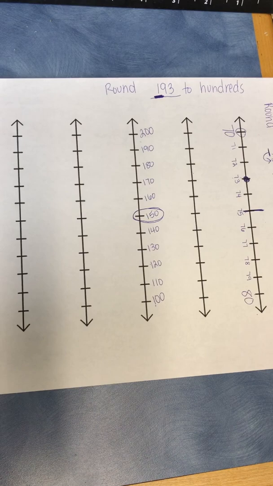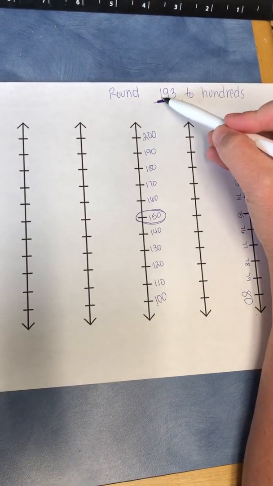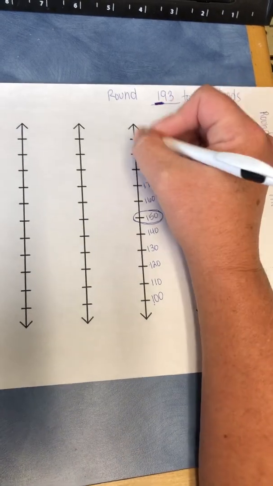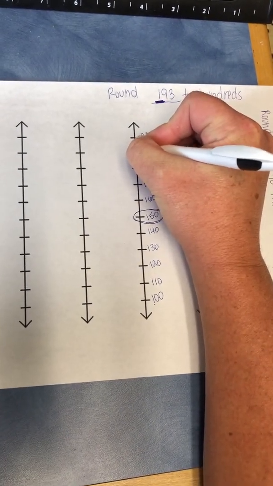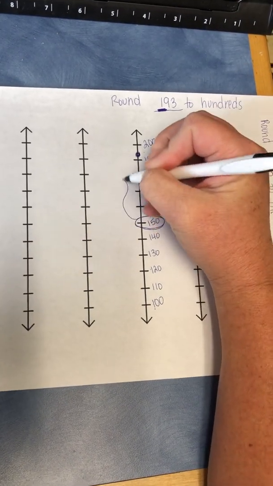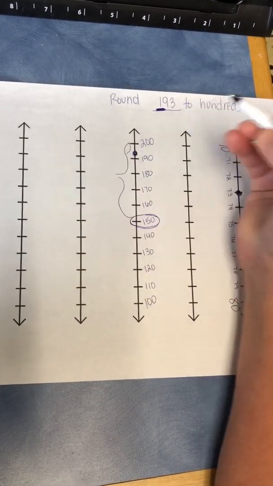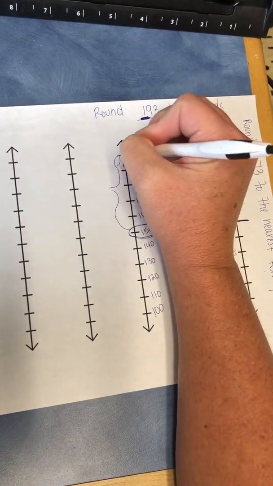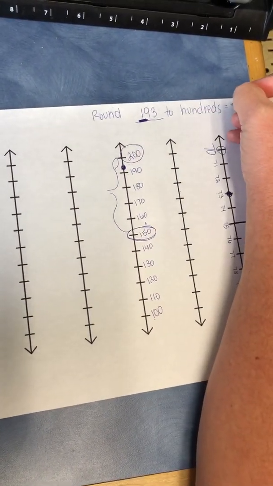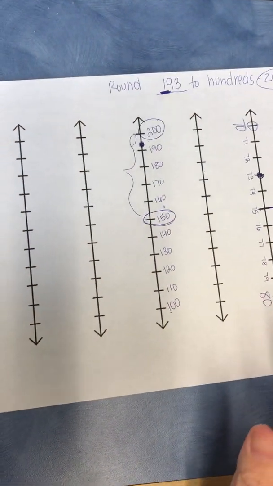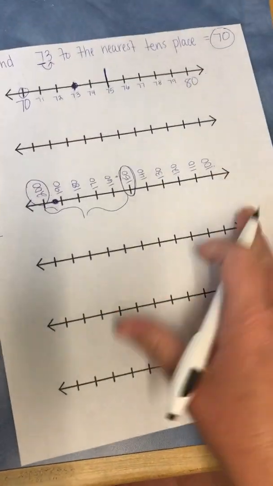So now I have to figure out where my number is. Well, my number is 193. So here's 190 and 200. So that means 193 is about right there. So you can tell my number is on the top half of my number line, so it's going to round to 200. Okay? I'll do one more for you. Let's turn it back this way.